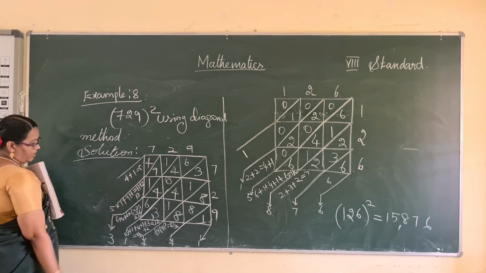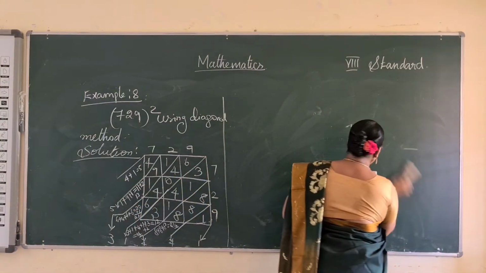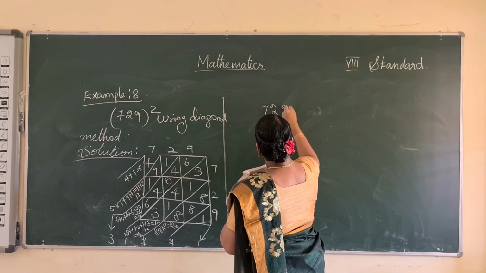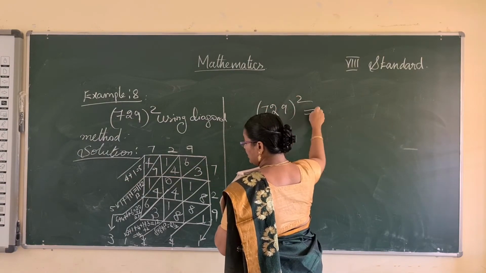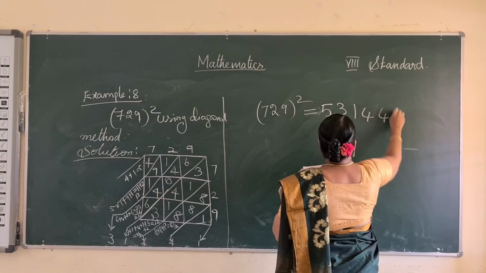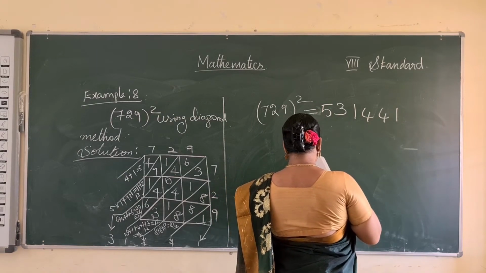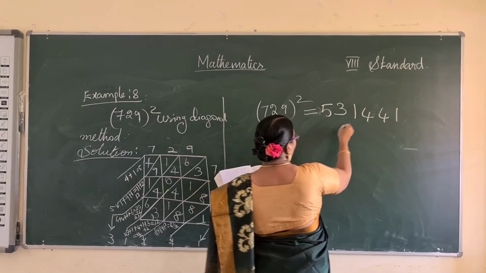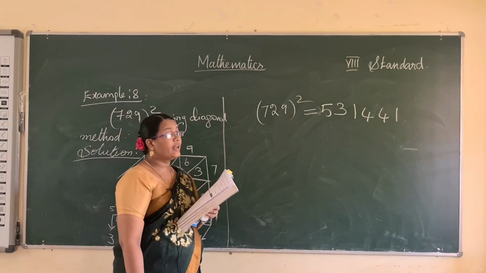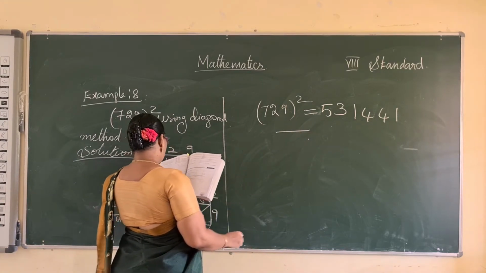Here write 5. Now write the square value of 729. The whole square is equal to 531441. 5 3 1 4 4 1. Okay, 5,31,441 is the square value of 729. Okay, that's it.